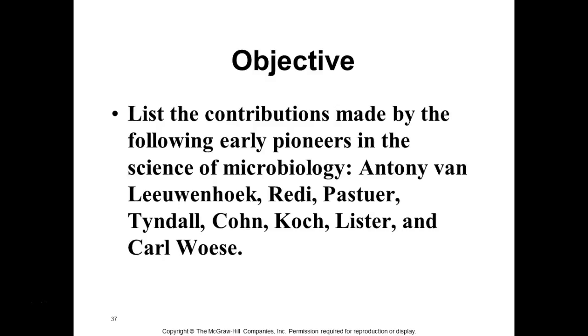Tyndall and Cohn we already talked about, because even after Pasteur, people still didn't believe that spontaneous generation was false, right? These guys put the final nail in that coffin because they helped us know what type of organisms existed that were heat resistant, or what form of an organism. Endospores, right, which some bacteria can form, and you can't boil them to kill them. Koch, we just went over Koch's postulates. Lister, we're going to talk about in a second.